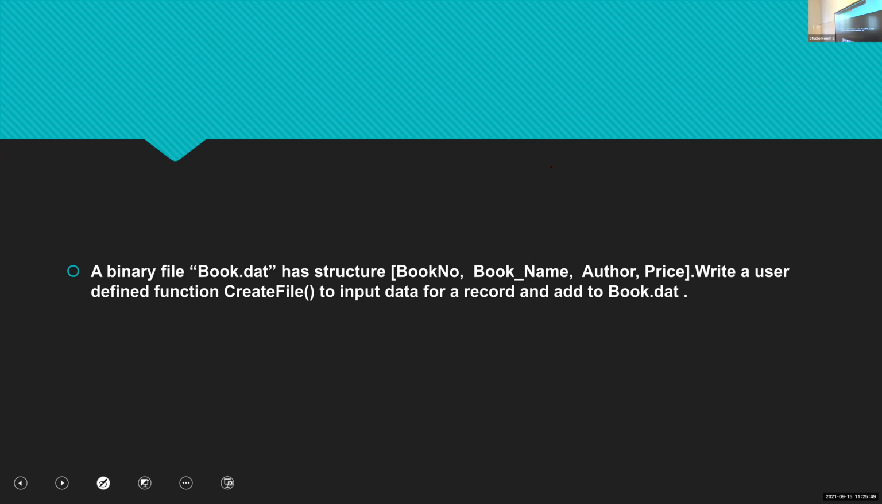A binary file, book.dat, has the structure: book number, book name, author, price. Write a user-defined function, create file, to input data for a record and add it to book.dat. This program is based on which file? Binary. Yes, it is binary.